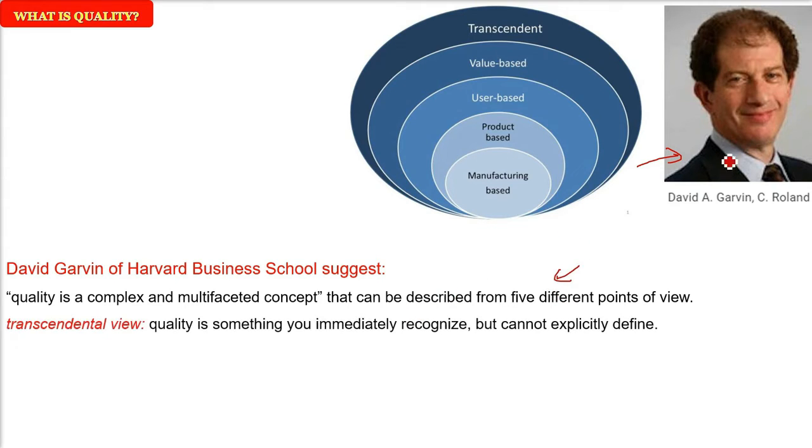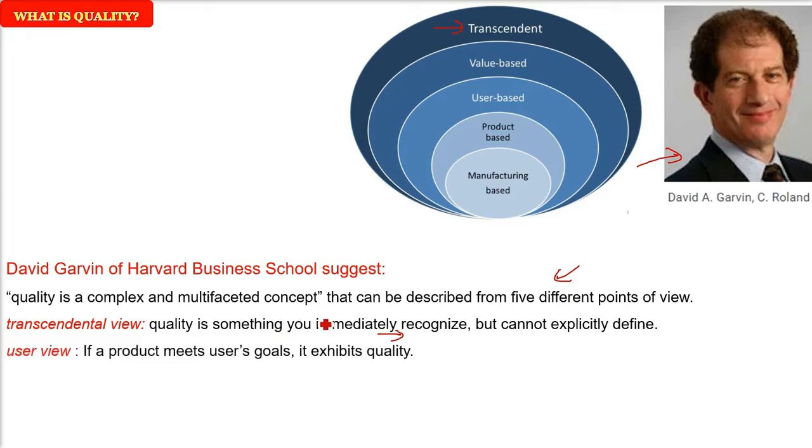So he started with the transcendental view. And this transcendental view is that quality is something in a product you can easily recognize, though you may not be able to define it. For example, a beautiful girl, you say, oh, how good she is. Or a handsome man, the girl will say, oh, how handsome he is, how good he is. But what is handsomeness? How do you define it? So some things you see look good, but how to define it?